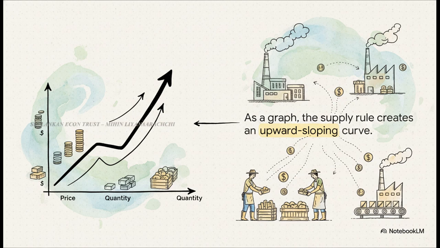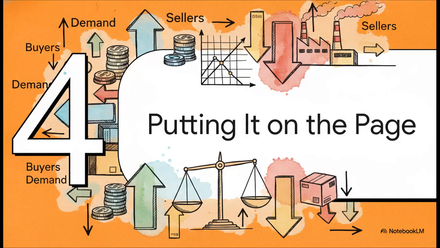This upward slope, it's a perfect picture of what motivates a seller. More money means more product. Simple as that. Okay, so we've got the buyers with their downward sloping rule and the sellers with their upward sloping rule. Two opposite forces. So what happens when we finally put them on the same page?